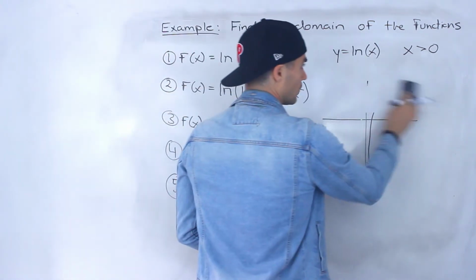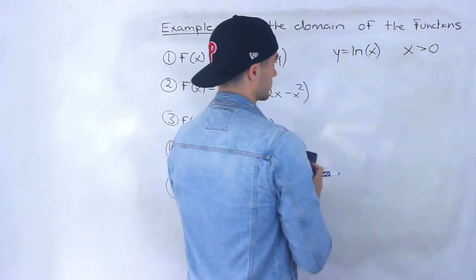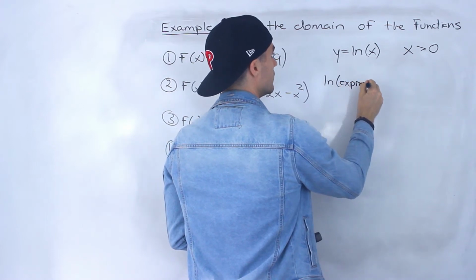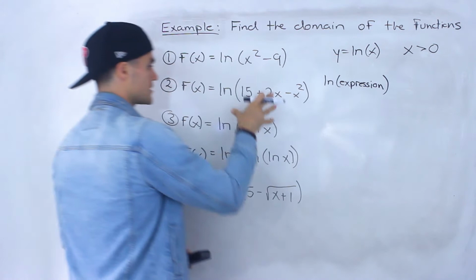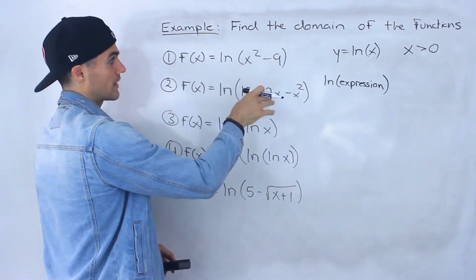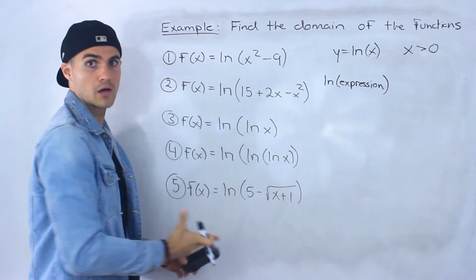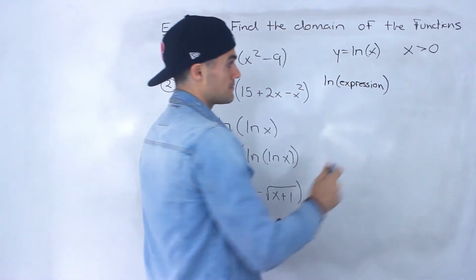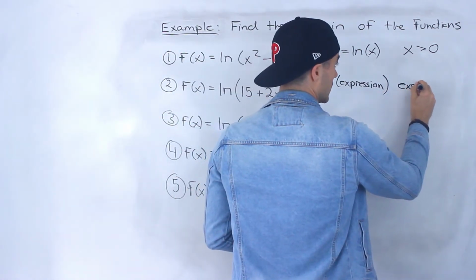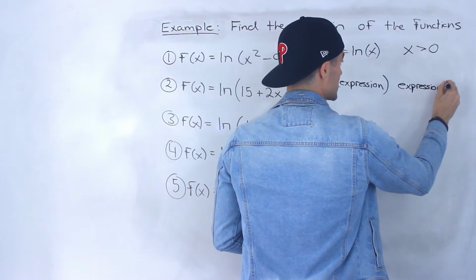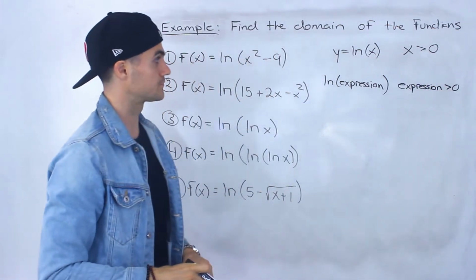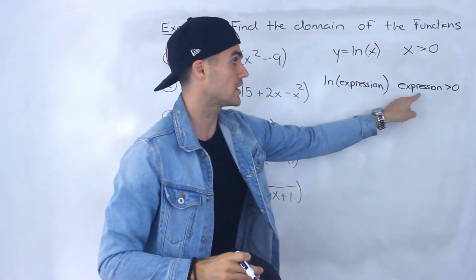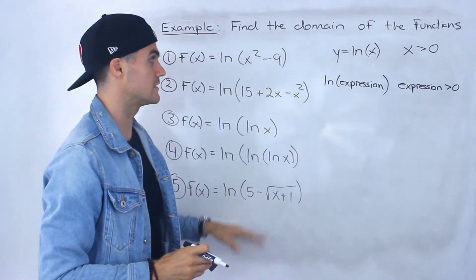Now, we can generalize this property even more. What if we have ln of some kind of expression in general? Because notice with these functions here, we're not just going to be dealing with ln x, we're going to have ln of something a little bit more complex in the brackets. So whenever you have ln of some kind of expression, basically that expression always has to be greater than 0. Right? So same thing here, we just generalized it a little bit more. And this property here, we're going to be using to find these domains.